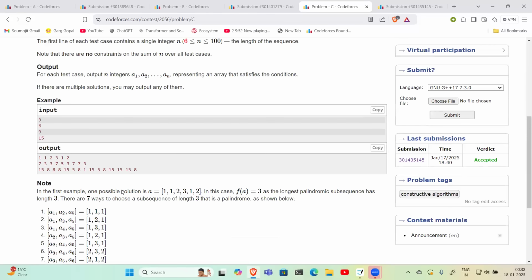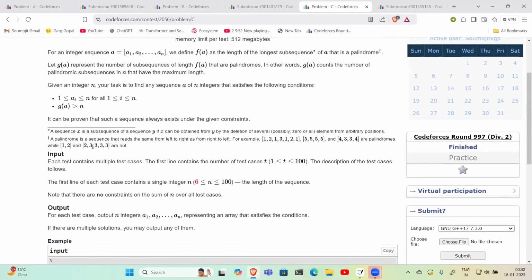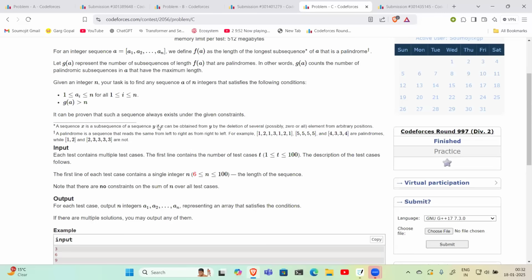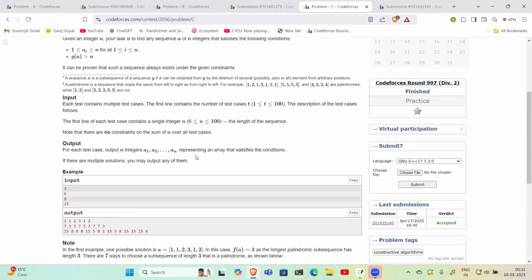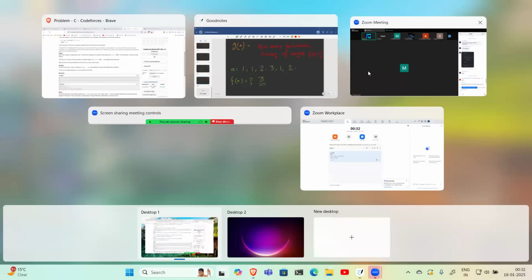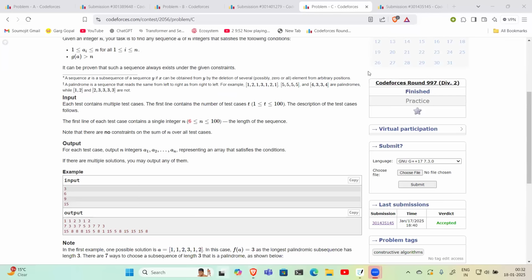And the question asks to print any array A where the array values are from 1 to n, it cannot exceed n, and the value of g of a has to be greater than n. So that is what the question asks. So is the question clear? Anyone with any problem in the problem statement itself?